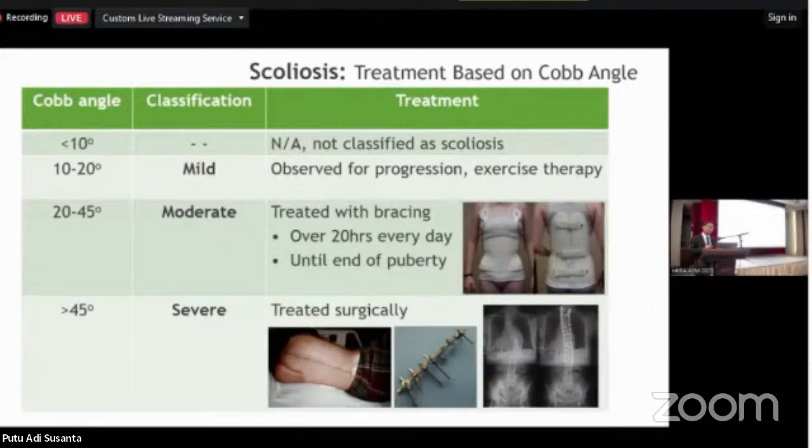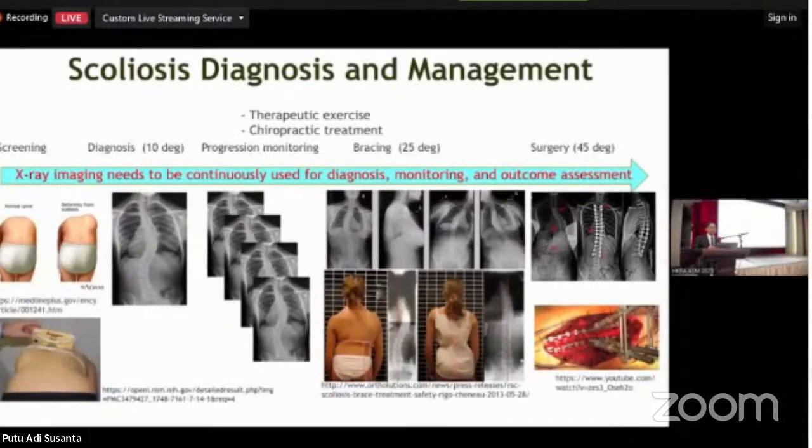Starting from brace, and actually before brace, we can do exercises. In China, we can do massage, Chinese medicine. And ultimately, we need to do surgery. But certainly that should be avoided, because once you do the surgery, the spine will be fused, and there are a lot of effects. So X-ray has been continuously used from the very beginning. Remember, in the adolescent stage, kids grow very fast, and this is also the reason we have this scoliosis. So in one word, a lot of X-rays need to be taken.